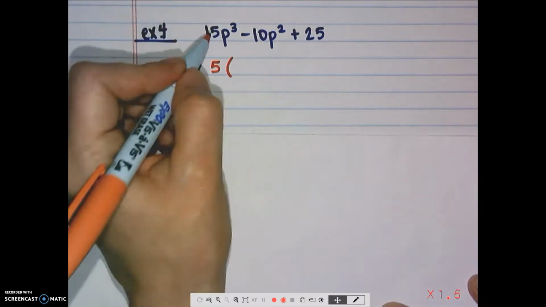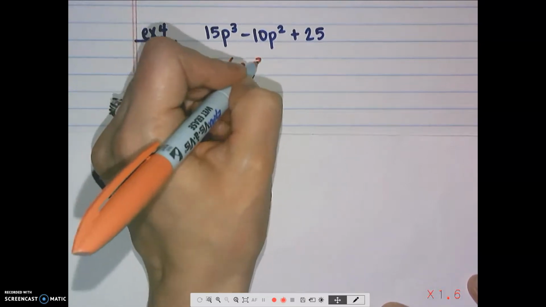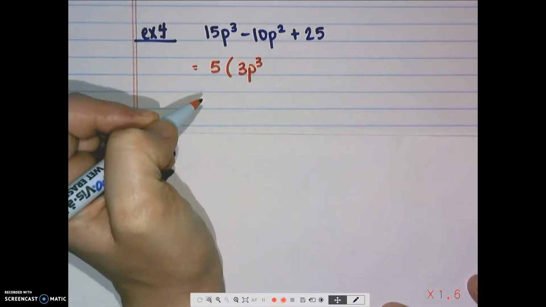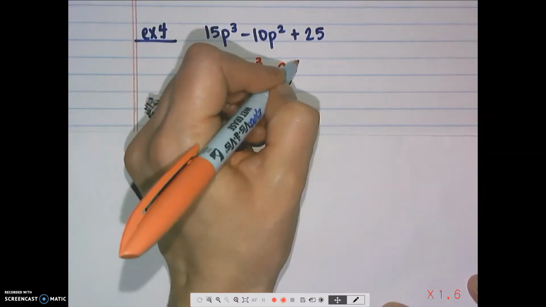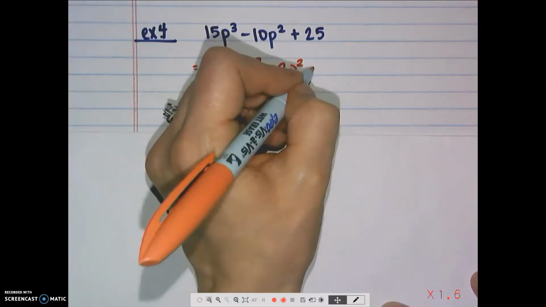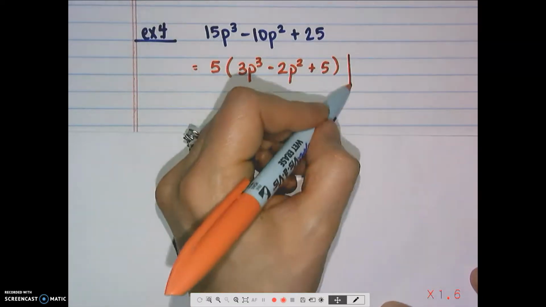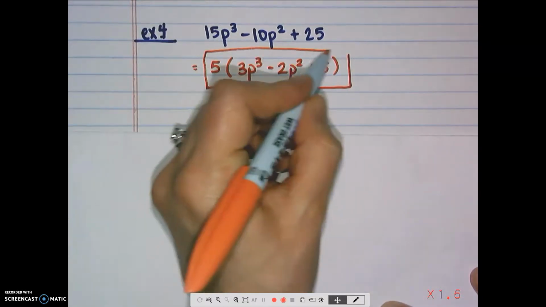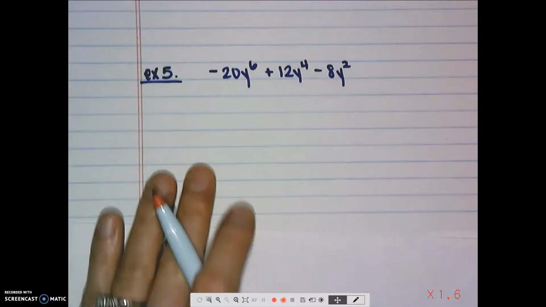All right, 15 divided by 5 would be 3. We didn't get rid of any variables, so we have to keep everything that we had. Negative 10 divided by 5 is negative 2. Again, keep the variables because we didn't get rid of any. 25 divided by 5 is a positive 5. The inside piece, inside the parentheses, has nothing else in common. So there's our answer. Remember, you can always check your answers if you distribute them back in as well. It's a pretty good check.